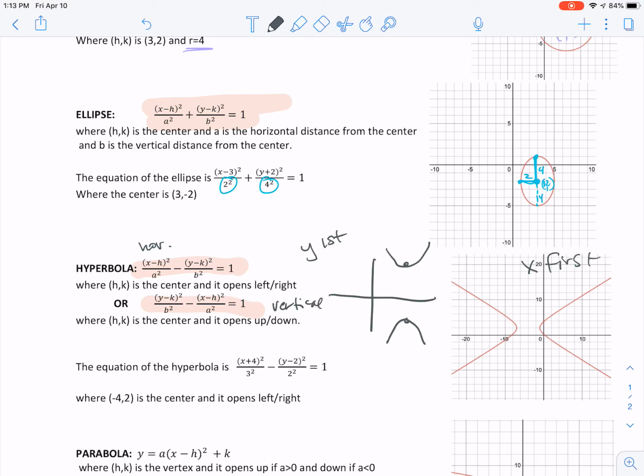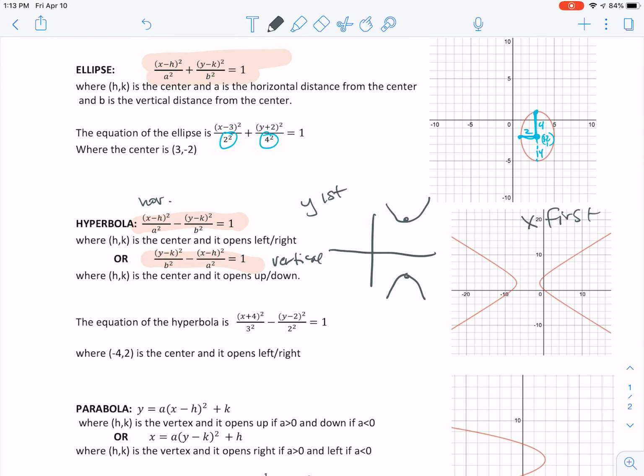And the big thing you need to notice about the equation comparing ellipse to hyperbola is that they're almost the same, but ellipse has a plus and hyperbola has a minus. So that's really important. Okay, so let's look at this hyperbola. The equation is (x+4)^2/3^2 - (y-2)^2/2^2 = 1.